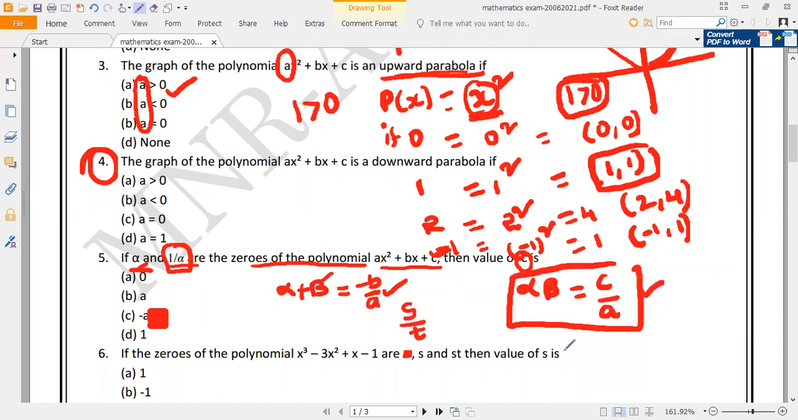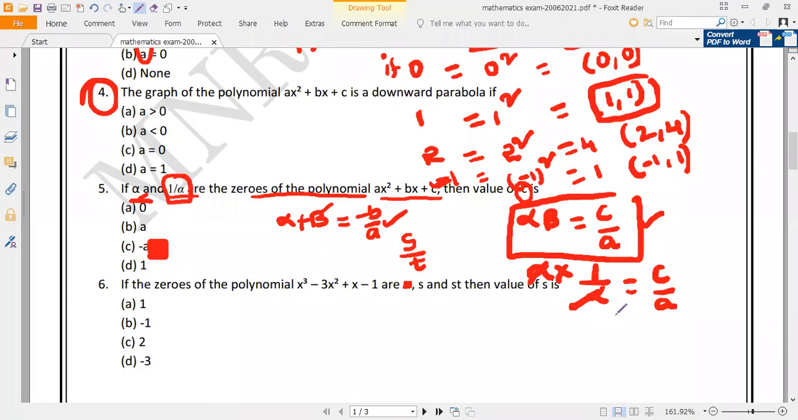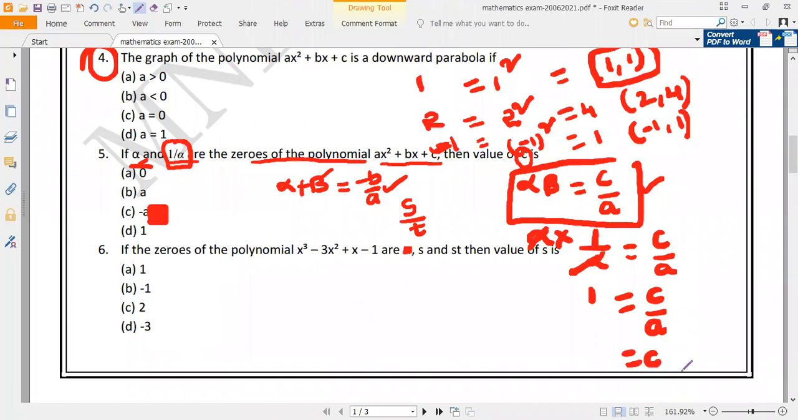Alpha into 1 by alpha is equal to c by a. Alpha cancels, so 1 is equal to c by a. Then c is equal to a. So our c value is a.